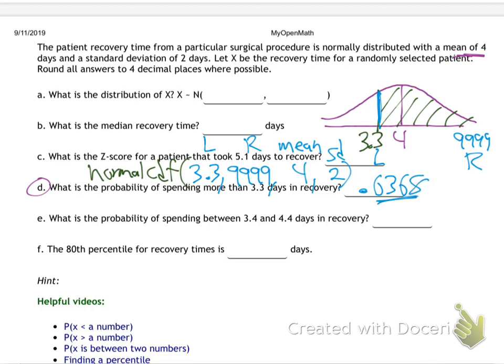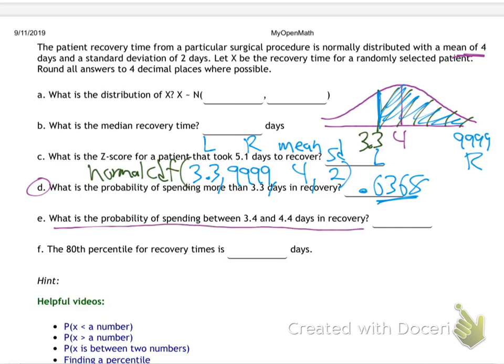So in other words, there's a 63% chance, or almost 64, that your recovery time is going to be 3.3 days or longer. Because most people have a recovery time 3.3 days or longer, about 64%. Question, are we good there? Questions on that so far?